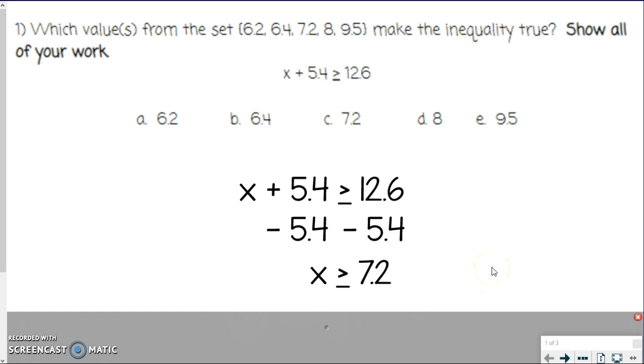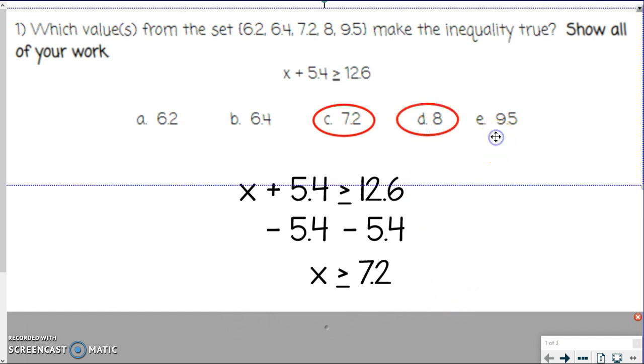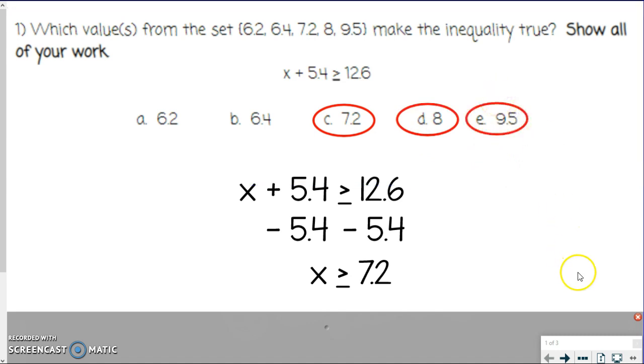So what that means, as far as what I'm going to circle, that means I'm going to include 7.2 because it was or equal to, so that is a possible solution, but it says greater than or equal to 7.2. So 8 would fall into that category, as well as 9.5. So I'm going to have, if I can just get my circle to show up, there it is. Those 3 in this set, of course there's more, but in this set, those are the 3 answers that could work. These other 2 do not, because they are not greater than or equal to.